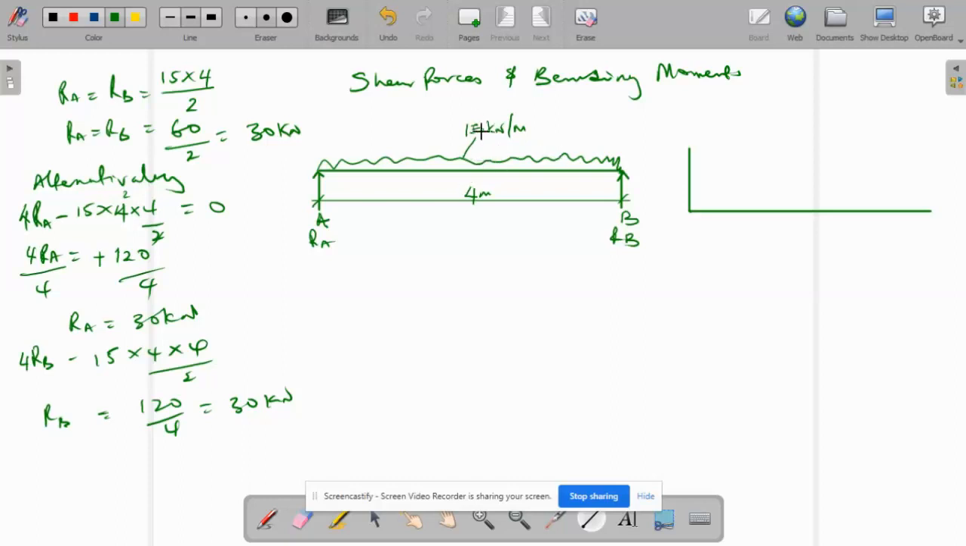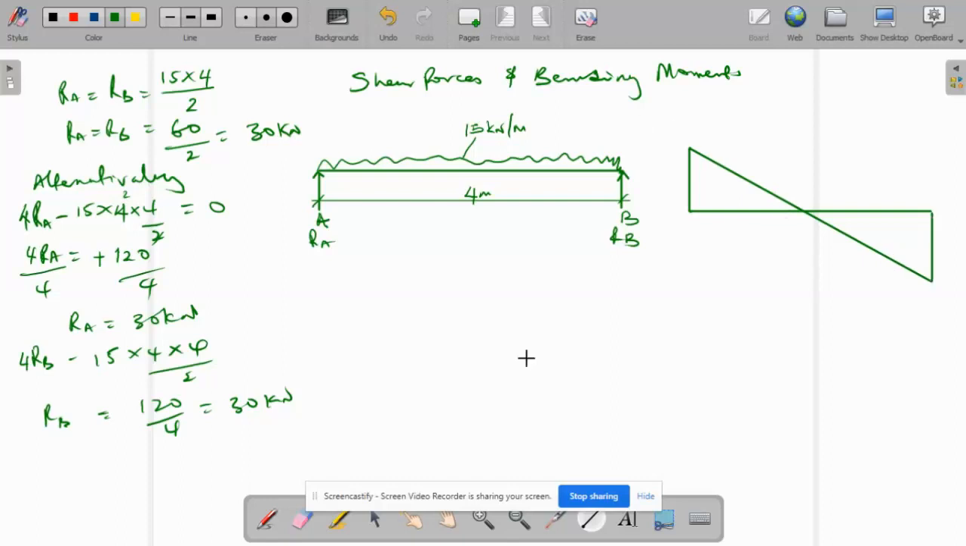The total magnitude of the load is 15 by 4, which is a total of 60. So 60, because it is a UDL, is going to be an inclined line instead of a rectangular line. We'll have a balance of 60 minus 30, which is still 30 negative. So at the extreme end here, we have 30 negative.